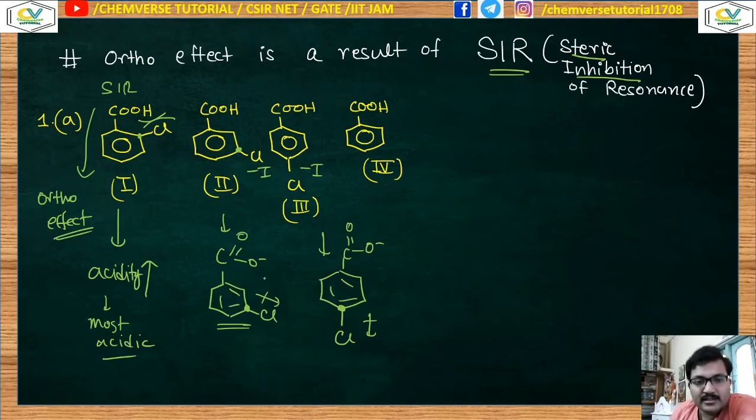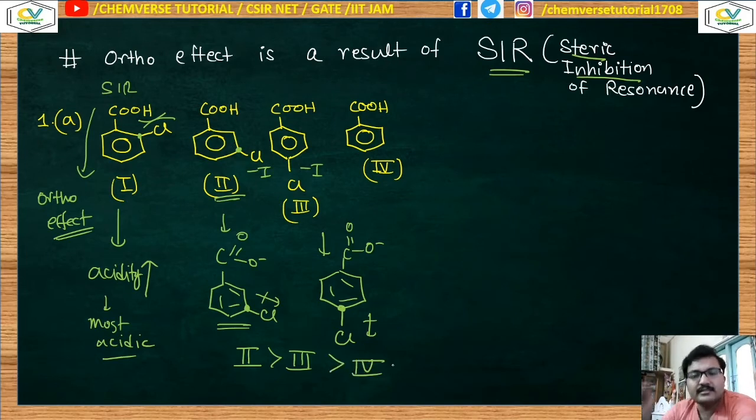And for this negatively charged species, if I drag electron density from it, that will in turn increase the stability. So the stability of the conjugate base of 2 is more than that of 3, because an electron withdrawing group stabilizes the conjugate base for this kind of system. So according to the stability order, 2 is more acidic than 3. In both cases, an electron withdrawing group is present. So with respect to benzoic acid itself, 2 and 3 will be more acidic.